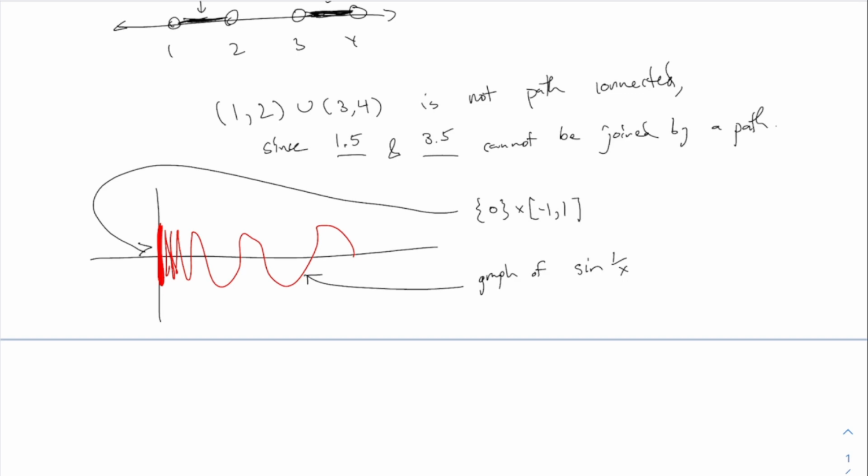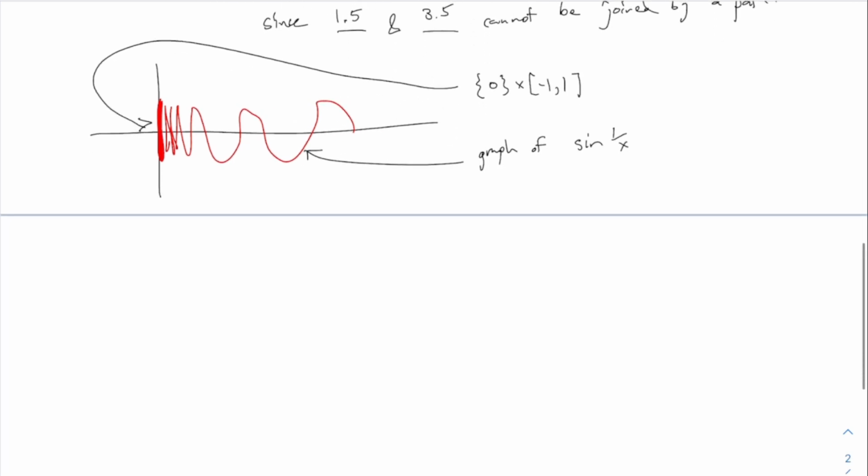Those two things look like two different pieces. And it is true that this curve part never actually reaches the line because it oscillates up and down infinitely often before reaching the y-axis. And so this is an example where it is connected. There's a name for this.